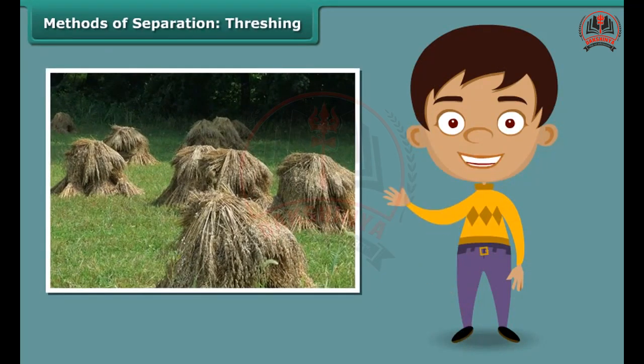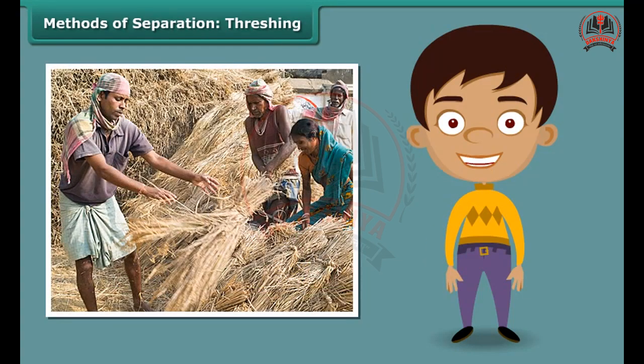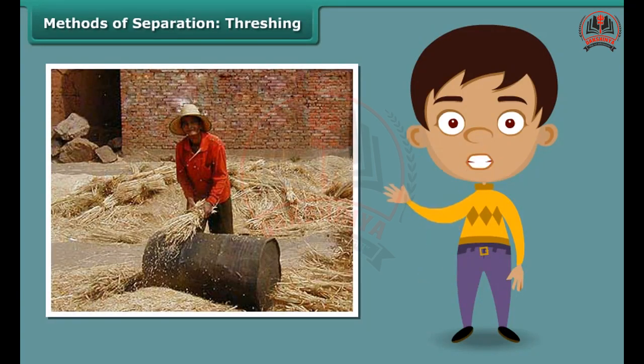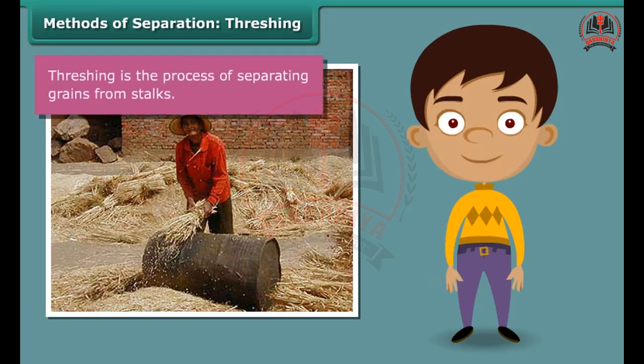You must have seen bundles of wheat or paddy stalks lying in fields after harvest. Have you pondered how a farmer separates the grains from these stalks? Once the wheat or paddy crop is harvested, the farmer ties the stalks together to form bundles. He then leaves the bundles to dry in the sun. Once the stalks are completely dried, the farmer beats them against a hard floor to free the grains. This process of separating grains from stalks is known as threshing.